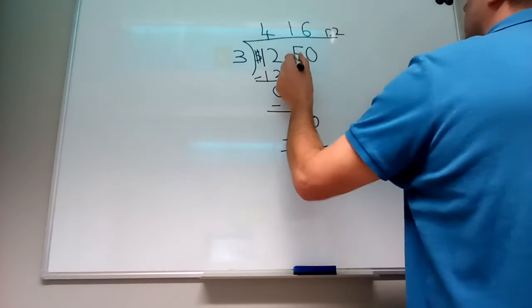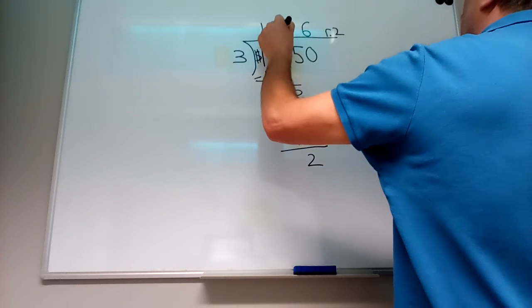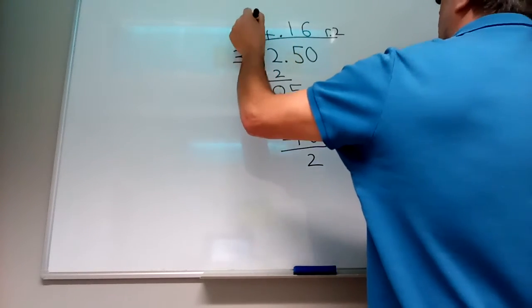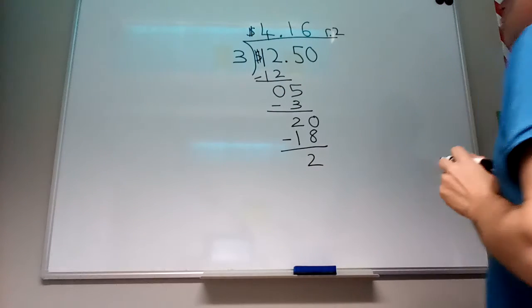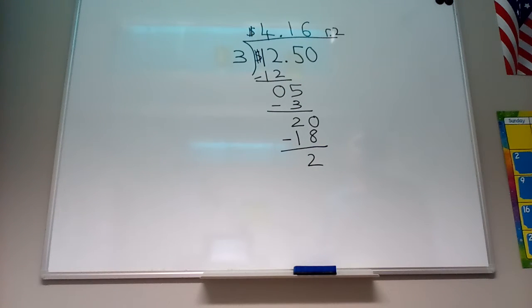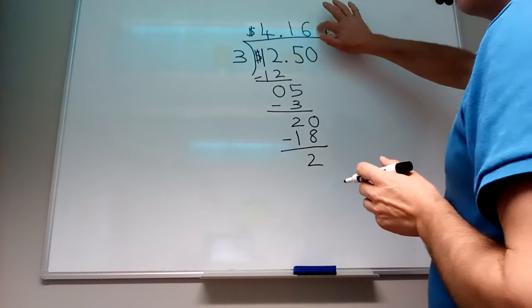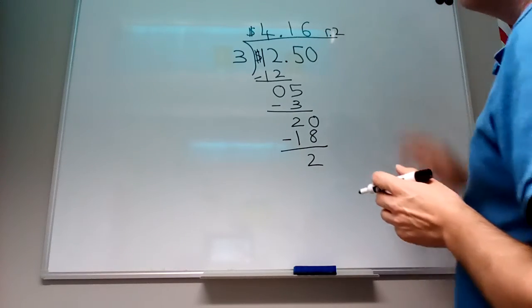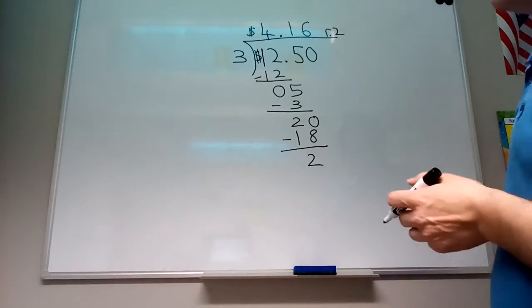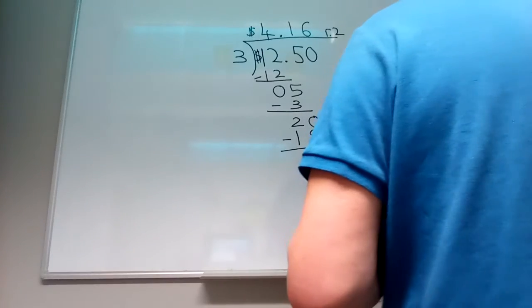Now, we've got our decimal. We bring the decimal up right there, and we could bring a dollar sign up there, and it would be $4.16, remainder 2. So what would happen is each person would pay $4.16, and there'd be 2 cents left over. So somebody would have to pay an extra penny, 2 pennies, you know.